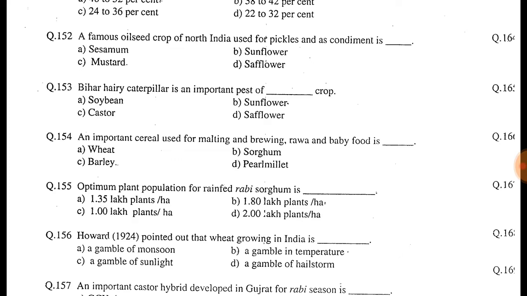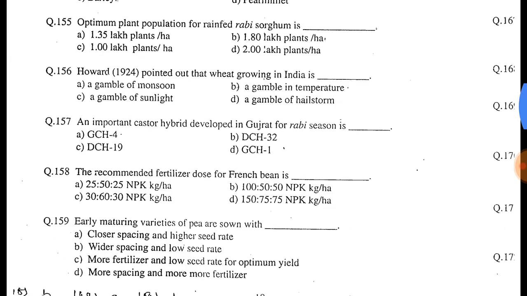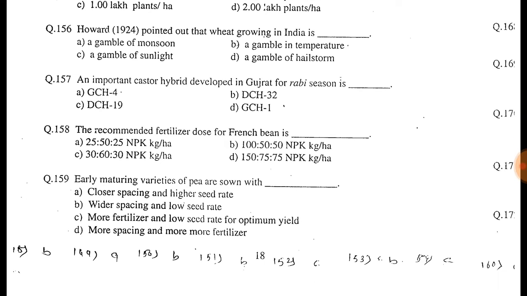Question number 154. An important cereal used for malting, brewing, rava and baby food is barley. 155. Optimum plant population for rainfed rabi sorghum is 1.35 lakh plants per hectare. 156. Howard pointed out that wheat growing in India is a gamble in temperature. 157. An important castor hybrid developed in Gujarat for rabi season is GCH 4. 158. The recommended fertilizer dose of French bean is 150:50:50 NPK.